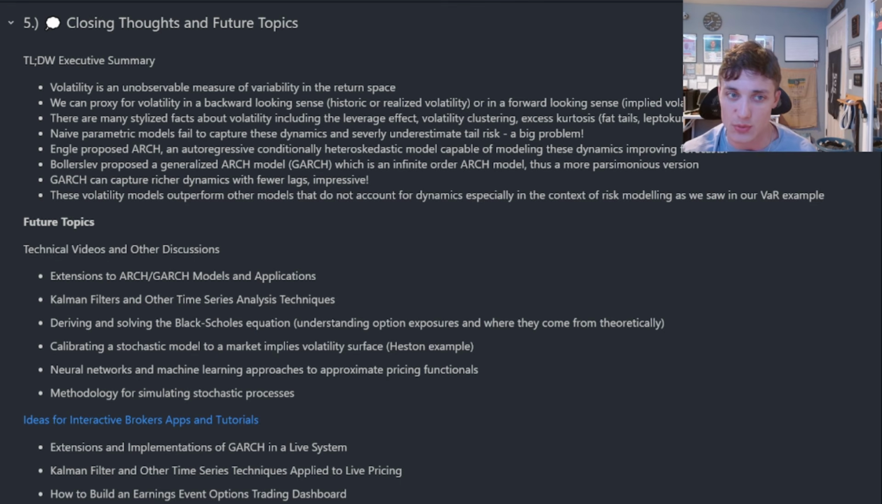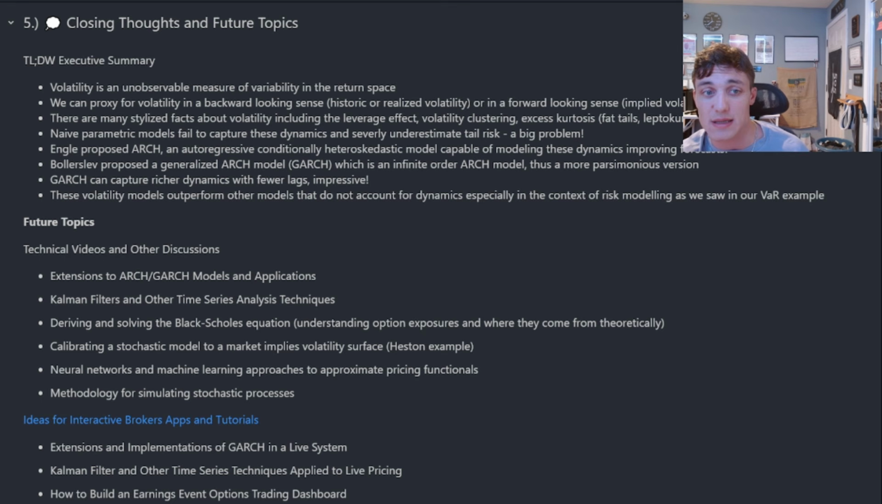source, that is the Black-Scholes model. There are many stylized facts about volatility, including the leverage effect, volatility clustering, excess kurtosis, this leptokurtic return distribution, and all are important to capture in one parsimonious model. Naive parametric models fail to capture these dynamics and can severely underestimate tail risk, as we've observed herein.